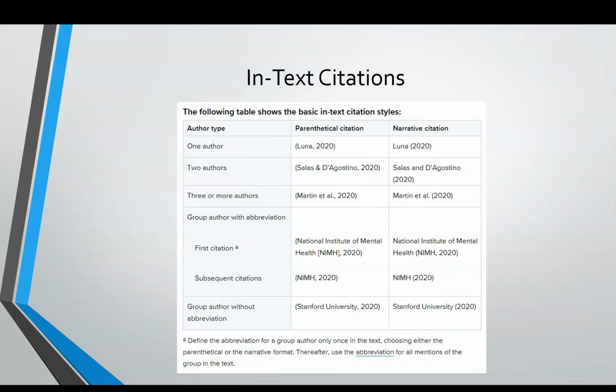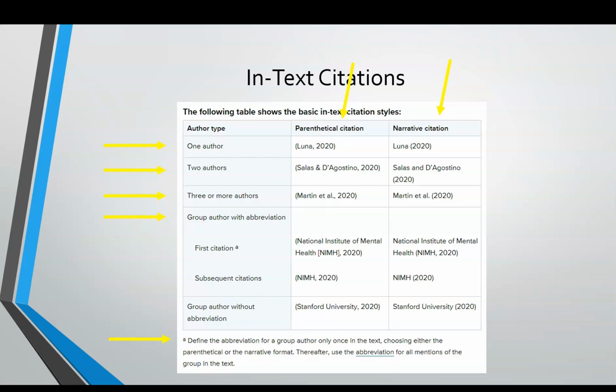The following table shows the basic in-text citation styles for both parenthetical and narrative formats. The first line indicates 1 author, 2 authors, 3 or more authors, a group author with an abbreviation.